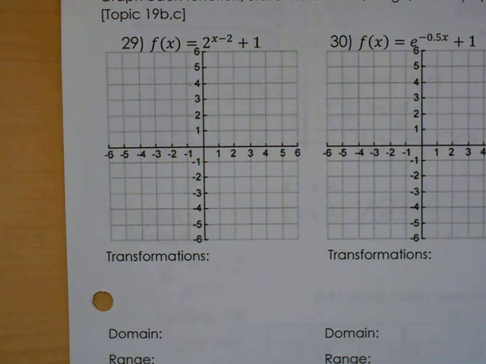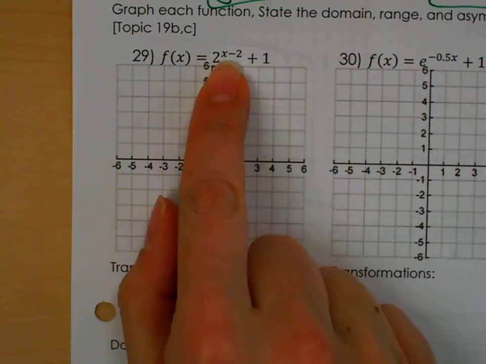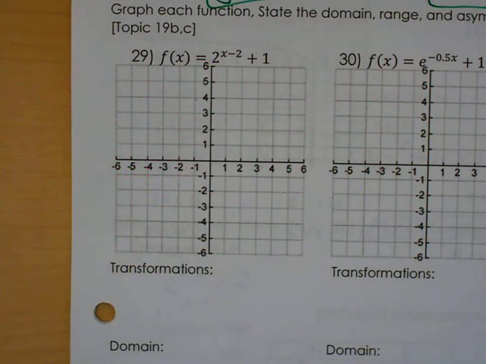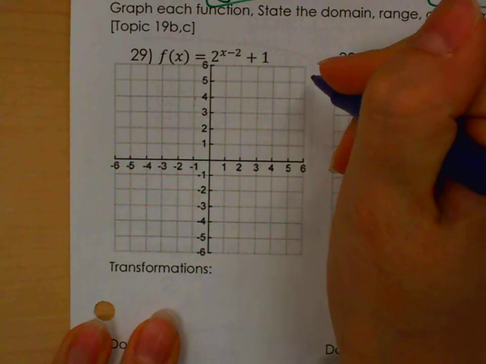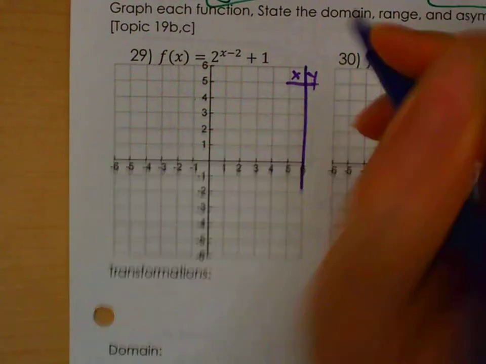Okay, this is the Unit 7 review packet, topic 19B and C. So starting with 29, I have an exponential function that I want to graph. First of all, I'm going to get some points, so I'm going to make a table. I'm going to try to figure out my best spot for a table here. Maybe I can make a table right here with my x and my y.